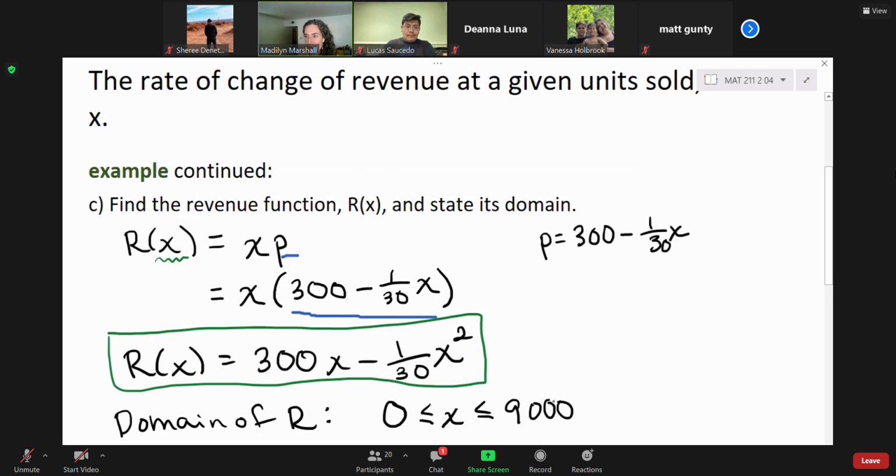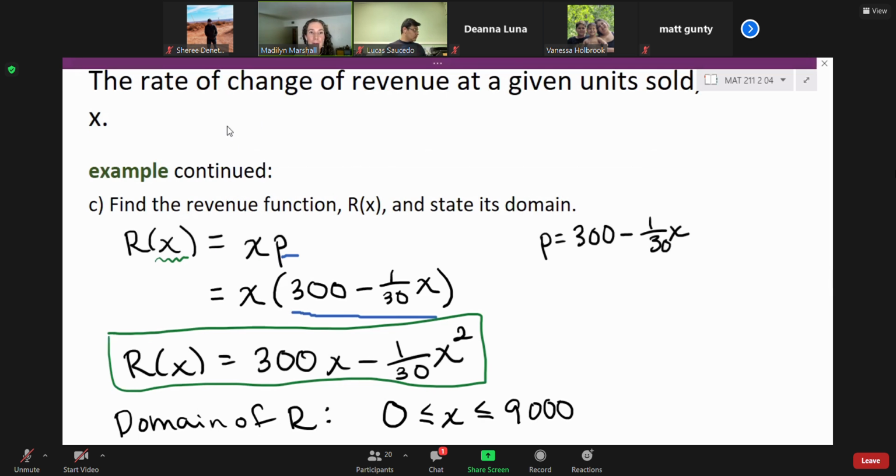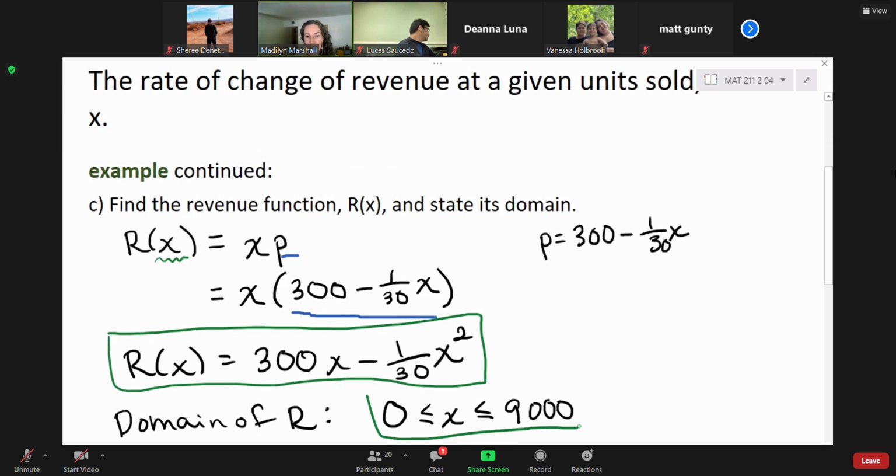So these equations are building off of each other. So this X that we're using in the revenue equation is the same X that we were using in the price demand equation. So if the price demand equation says that we can only sell between 0 and 9,000 TVs, then we're only going to get revenue from 0 to 9,000 TVs. So our revenue is coming from the sales from that price demand equation. So we don't actually have to do any work here. It just is the same as part A.